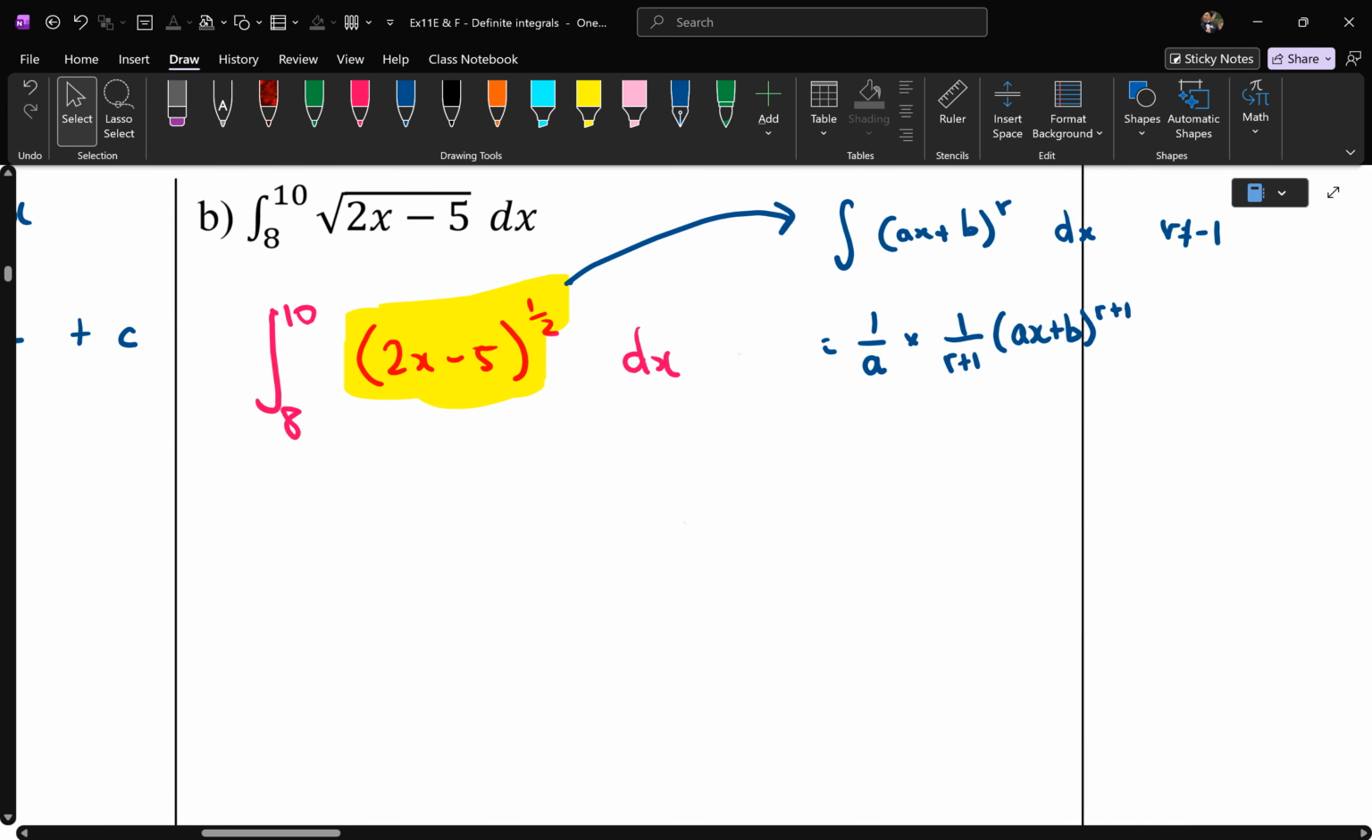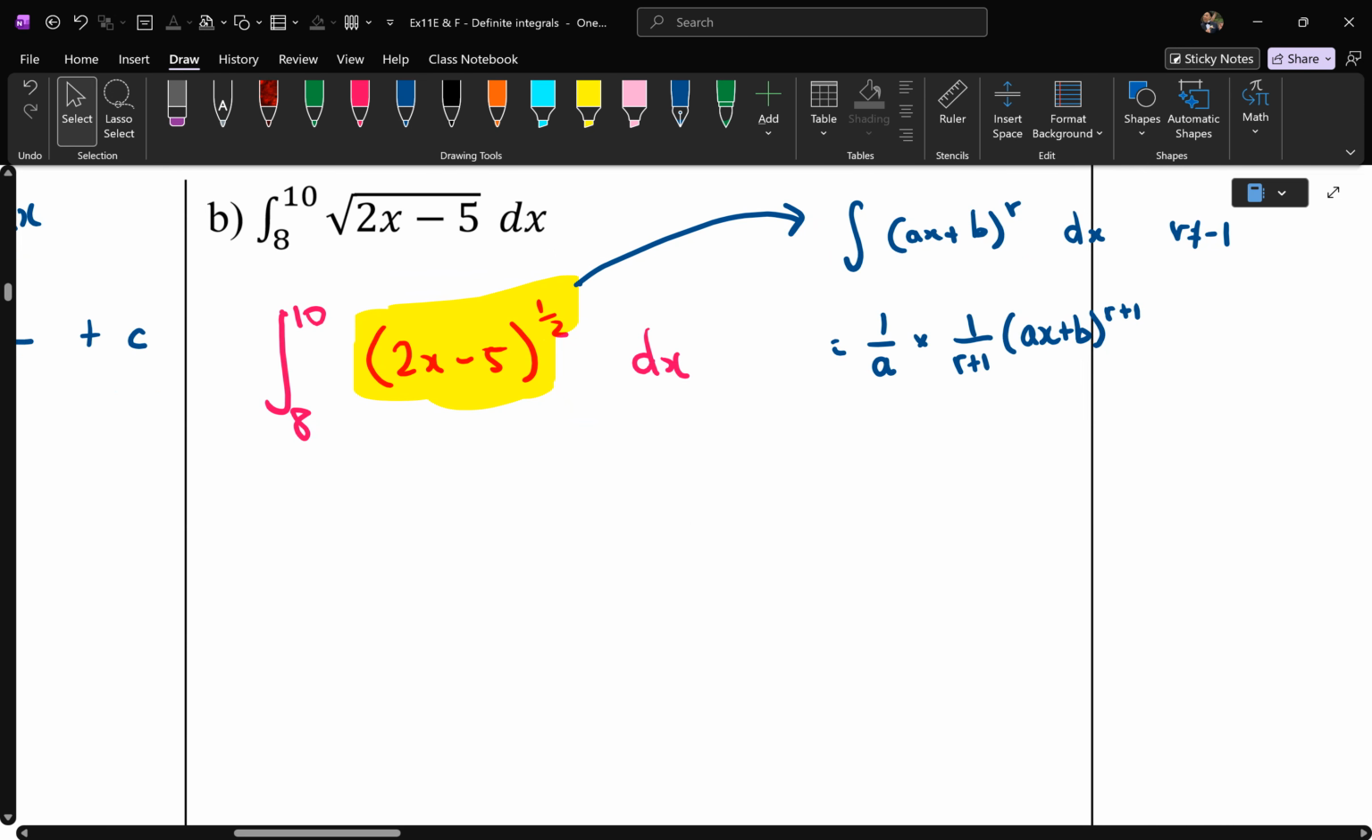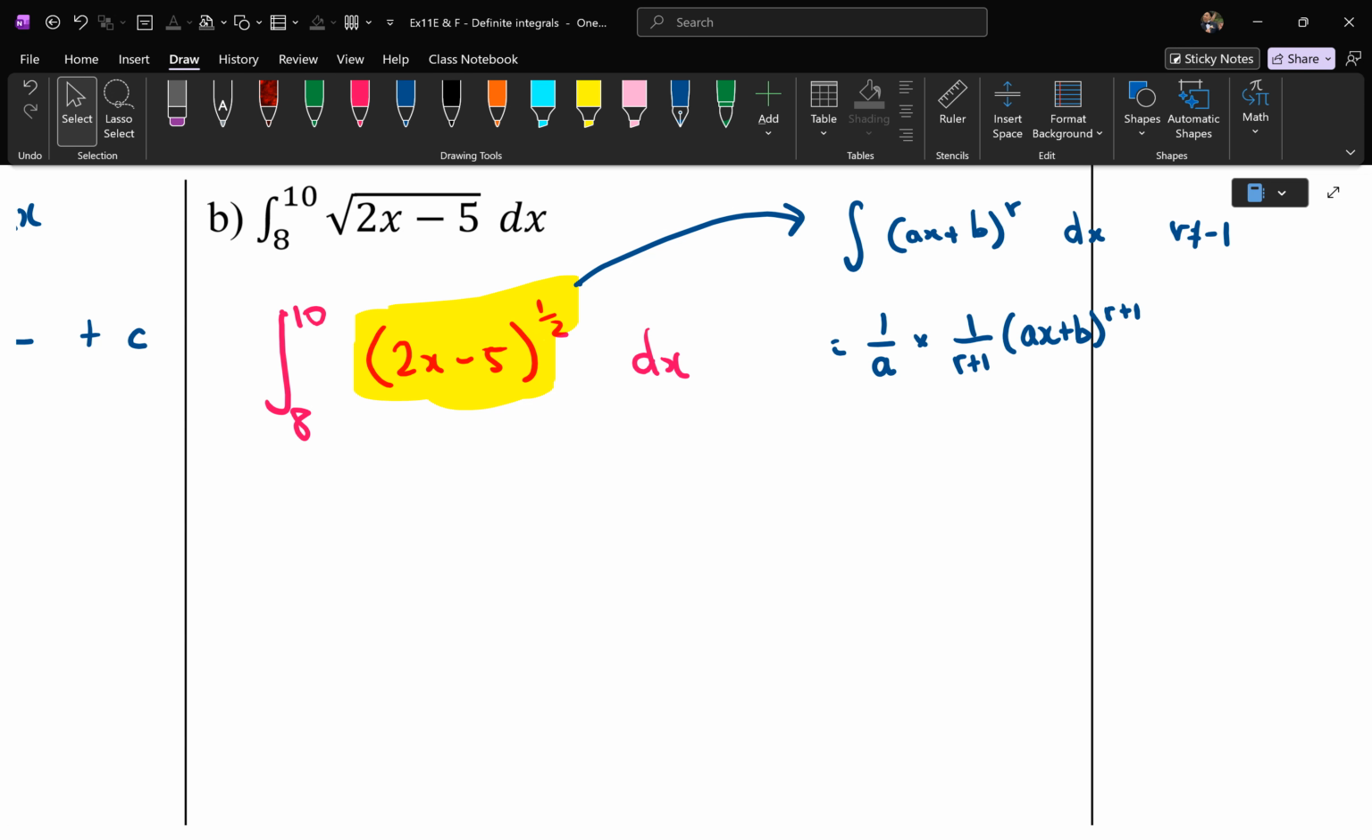Let's see. Let's go with someone else this time. Let's go with some methods students only. Who does methods only? Arian, that's right. Arian, you do methods only. So I've given you the rule just over there. And you've got your function, 2x minus 5 to the power of half. So r is equal to half, our a is equal to 2, and b is equal to -5. Let's do some antiderivative, shall we? What is the antiderivative of 2x minus 5 to the power of half? You've given me the first value.